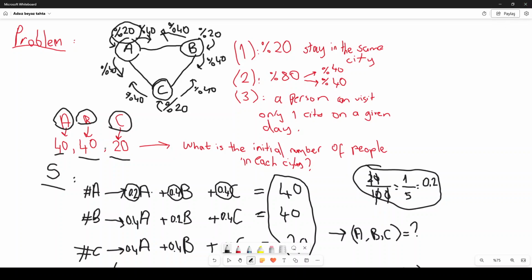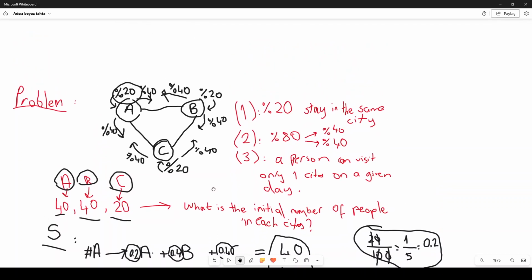Now the problem or the question is this. Suppose at the end of the day, in other words, we take our unit time to be 1 day, and at the end of the day, we have made this observation: the number of people in city A is 40, the number of people in B is 40, and the number of people in C is 20. So, what is the initial number of people in each city? Here's the question. And how can I find the answer to this question?